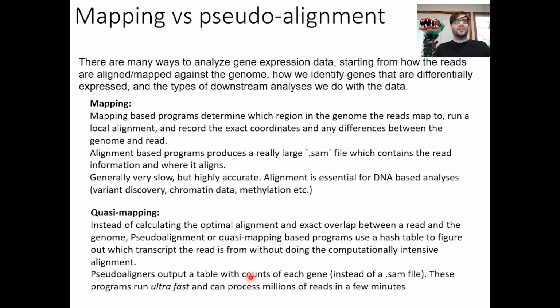And so you can use either of these approaches for RNA-seq. They'll both generate pretty good results. Mapping might generate slightly better, but if you are working with massive amounts of data, quasi-mapping is probably the way to go.